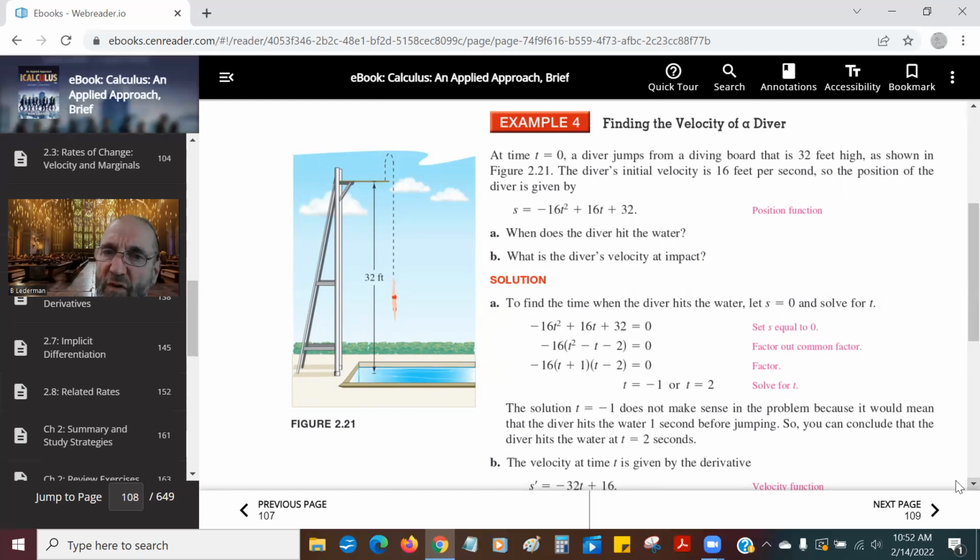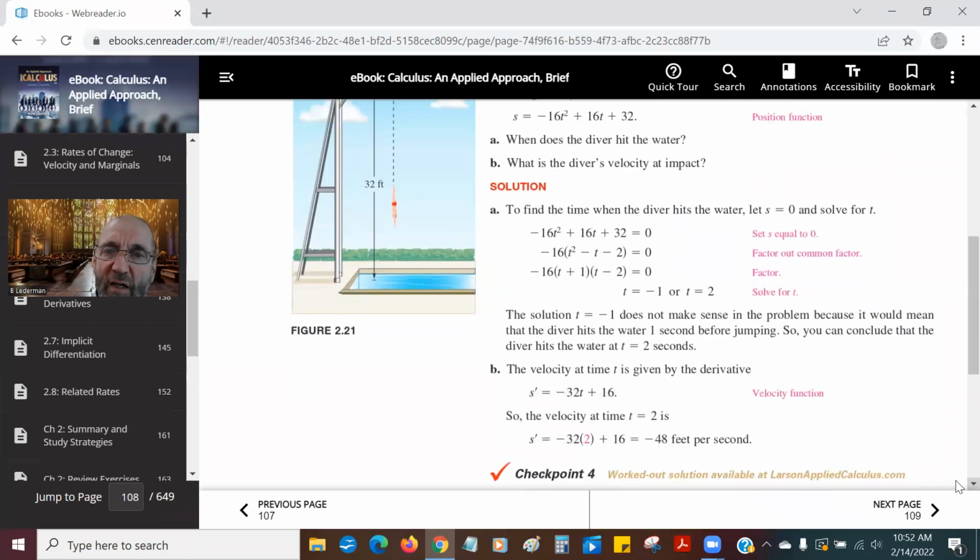That's probably 2 very long seconds. Now the velocity when he hits the ground, well, there you take a derivative, and since we know it takes 2 seconds, so now we can plug in t equals 2. So the velocity is going to be negative 32 times 2 plus 16, which is negative 48. Wow, he's going fast. Negative 48 feet per second.